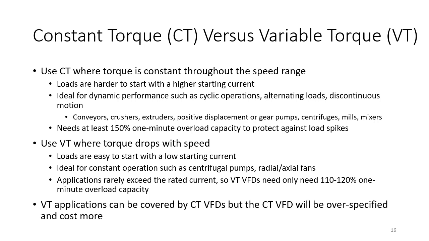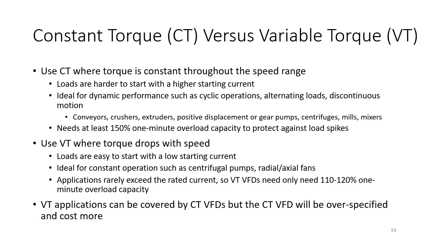Now, standard VFDs are divided into two main types. We get constant torque versus variable torque, or CT versus VT. Constant torque is used where the torque is constant throughout the speed range. This is very good for loads that are harder to start and have a higher starting current. Also for loads which have dynamic performance. It could be cyclic operations, alternating loads, discontinuous motion. So examples of that include conveyors, crushers, extruders, positive displacement or gear pumps, centrifuges, mills, mixers.